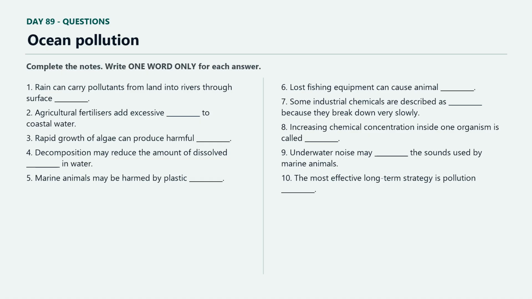Biomagnification is related but different. It describes increasing concentration at higher levels of a food chain when predators consume many contaminated prey. A chemical can bioaccumulate without strongly biomagnifying, so the two terms should not be treated as interchangeable.